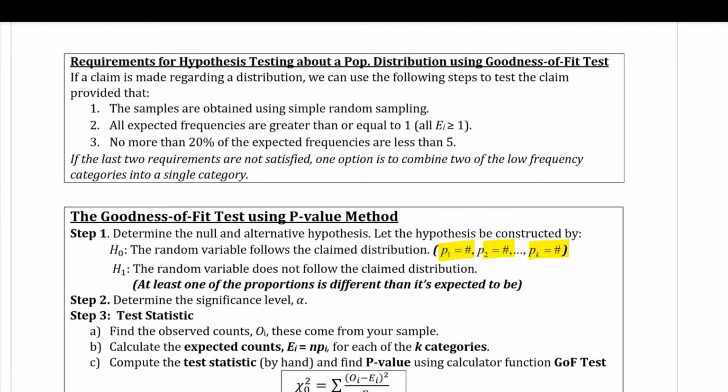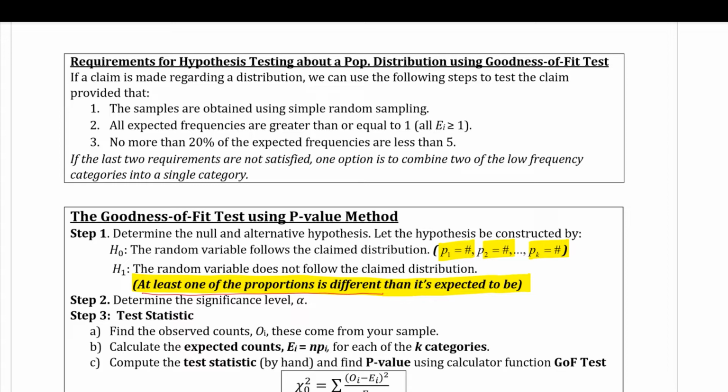And for the alternative, the only thing necessary in order to reject the null hypothesis is that we have enough evidence that one of these proportions is different than it's expected to be. You really just need to write that at least one of the proportions is different than it's expected to be. It's just implied there.